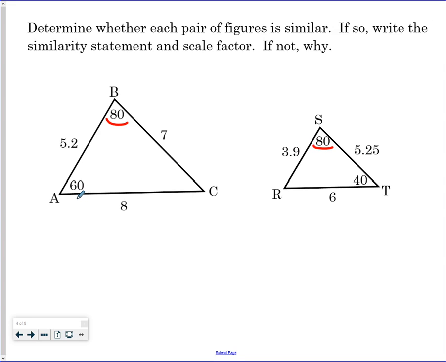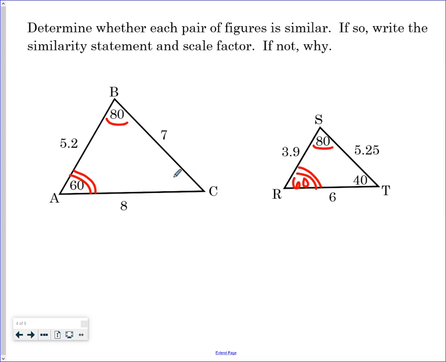Ooh, what do I do? Right, so I can find angle R. If I take 180 minus 80 minus 40, right, what do I get? 60. So these two are congruent, A and R. Does that make sense? Because the triangle adds up to 180, right?